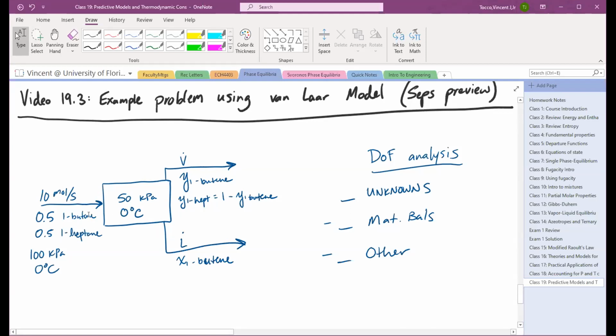Now, we don't know for sure that this system is going to be in phase equilibrium at this temperature and pressure, but I'll assume that it is, and if I get a strange answer for the liquid or the vapor flow rate, then I'll know something is wrong.